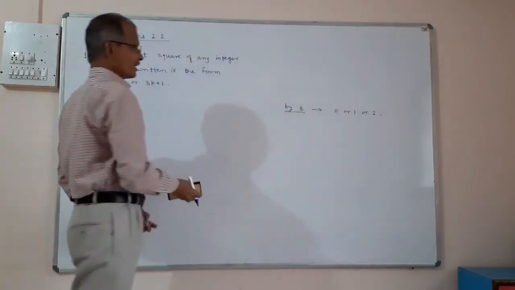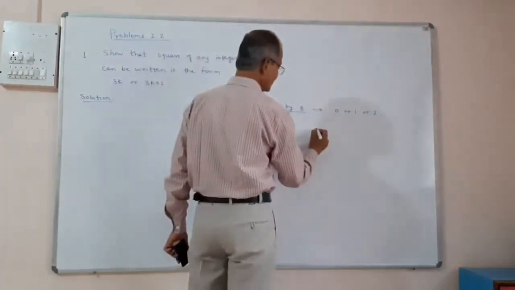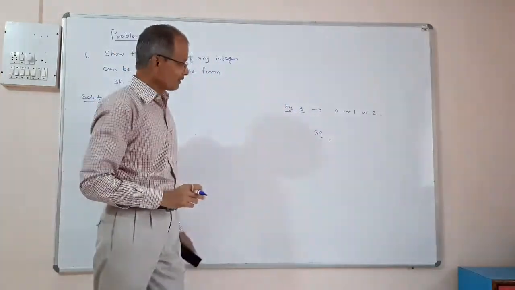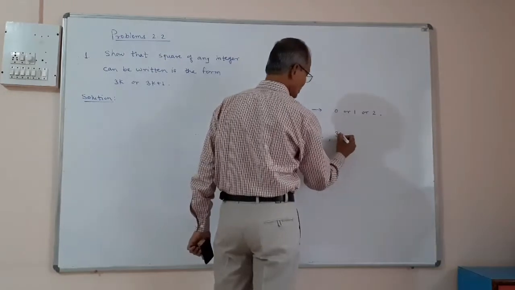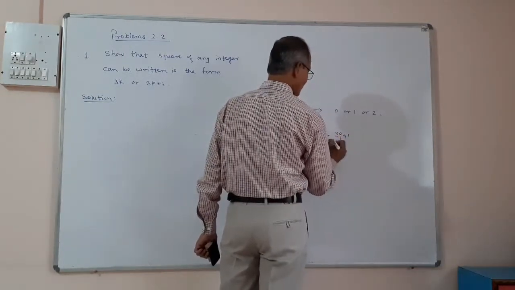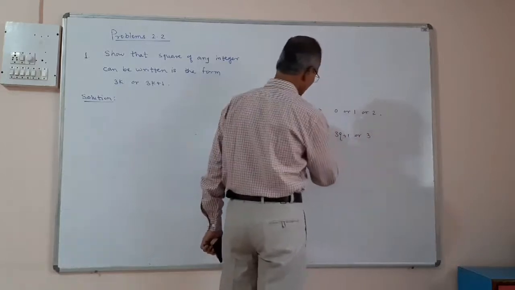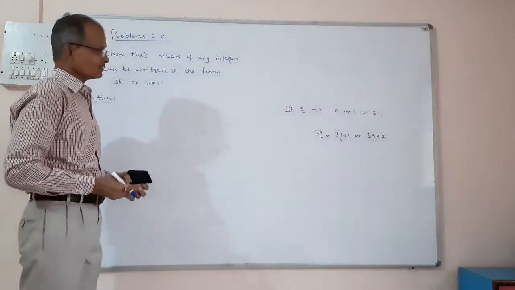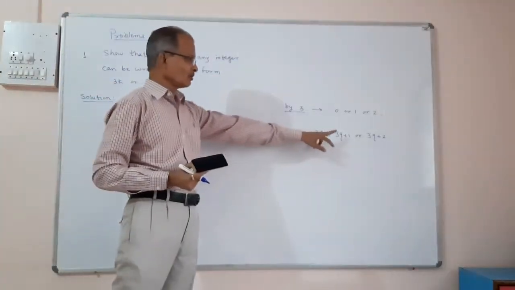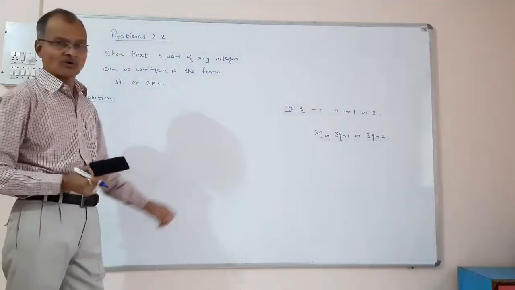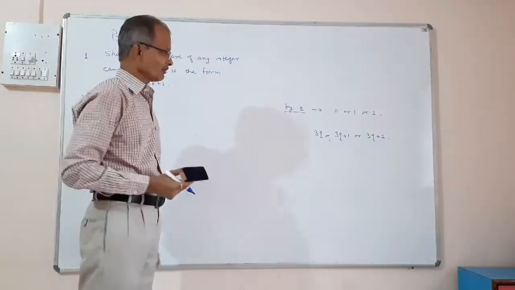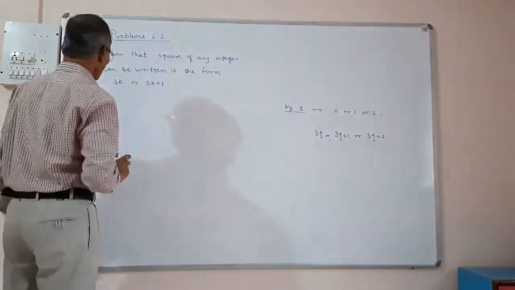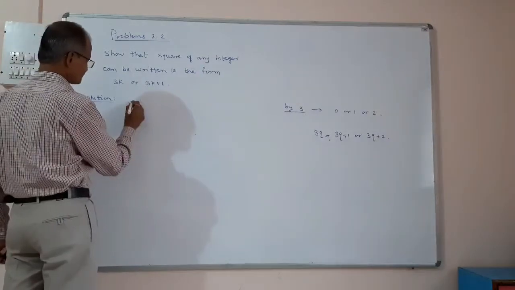Therefore, any integer can be written as follows. If it is divisible by 3, then it is of the form 3q. If it gives remainder 1 after division by 3, then it is of the form 3q plus 1. And if it gives remainder 2 after division by 3, then it is of the form 3q plus 2. So thus any integer can be written in the form of 3q or 3q plus 1 or 3q plus 2. You may try considering any integer divided by 3 and you will get it is of either of the form 3q, etc.